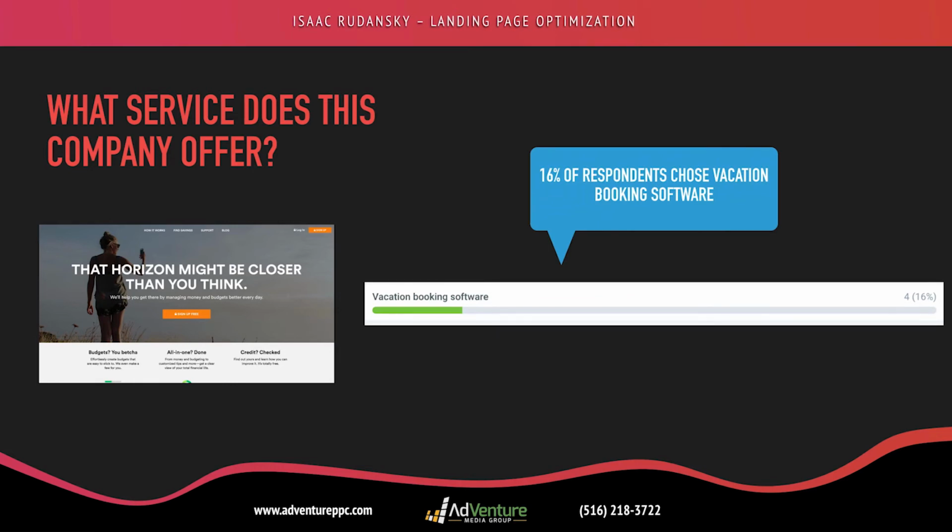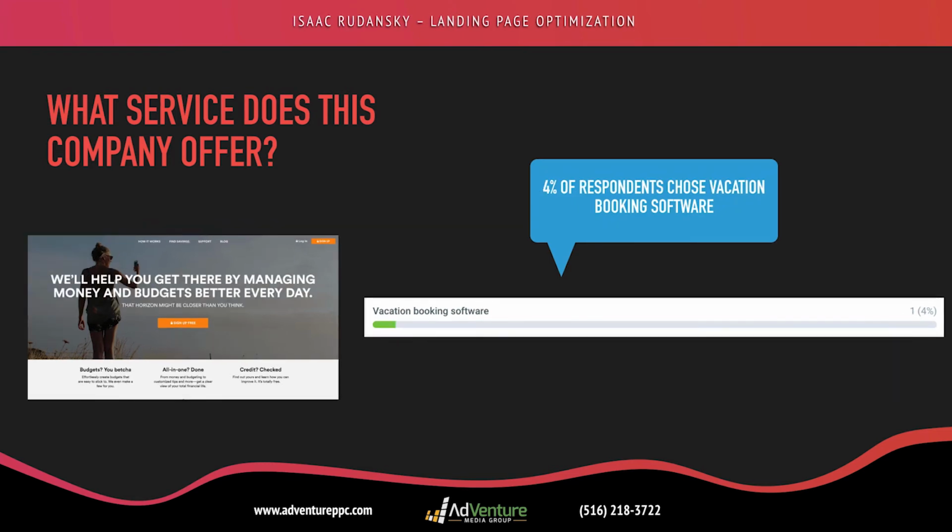You have the woman in the background of the big hero image. She seems to be on vacation near a beach maybe, on her phone taking a picture. Nothing to do with finances. 16% of people thought that Mint, which is a software company that offers financing apps and financing tools, offered vacation booking software. In the new design, only 4% of respondents thought it was vacation booking software. So we drastically decreased people feeling that it was something the company wasn't.